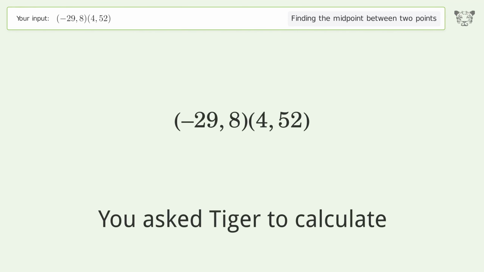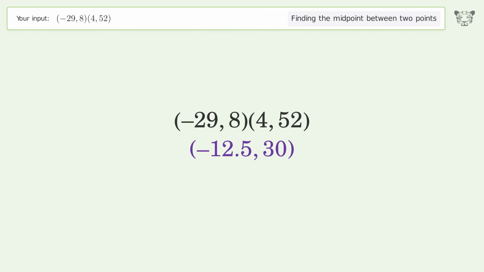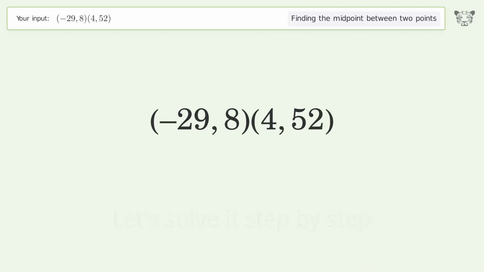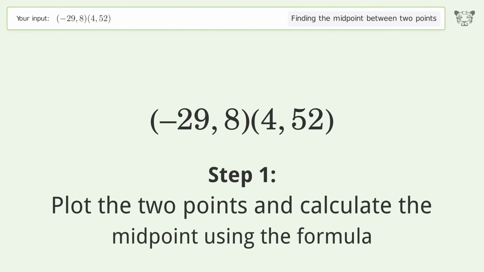You ask Tiger to calculate. This deals with finding the midpoint between 2 points. The midpoint between the 2 points is negative 12.5, 30. Let's solve it step by step. Plot the 2 points and calculate the midpoint using the formula.